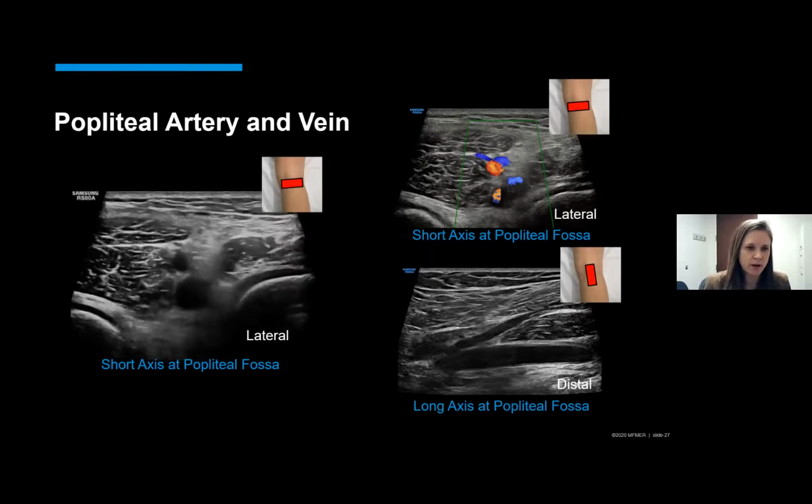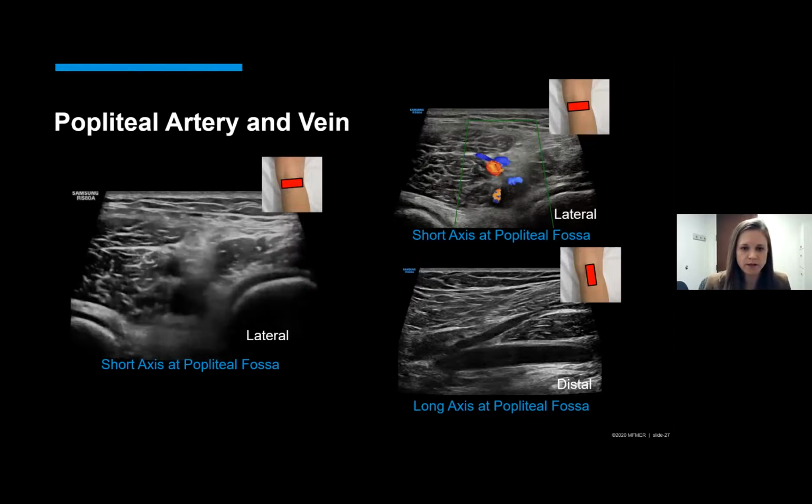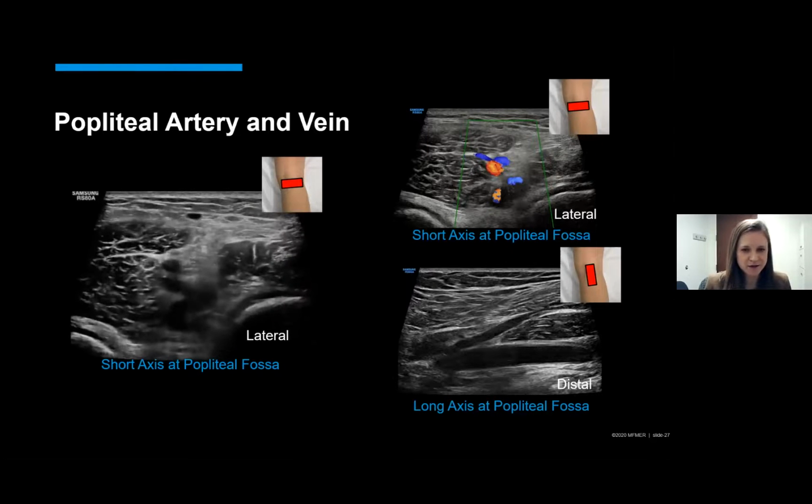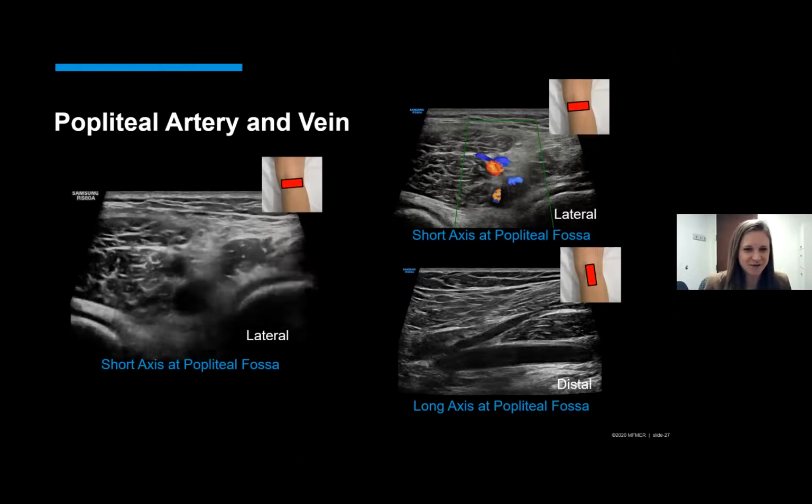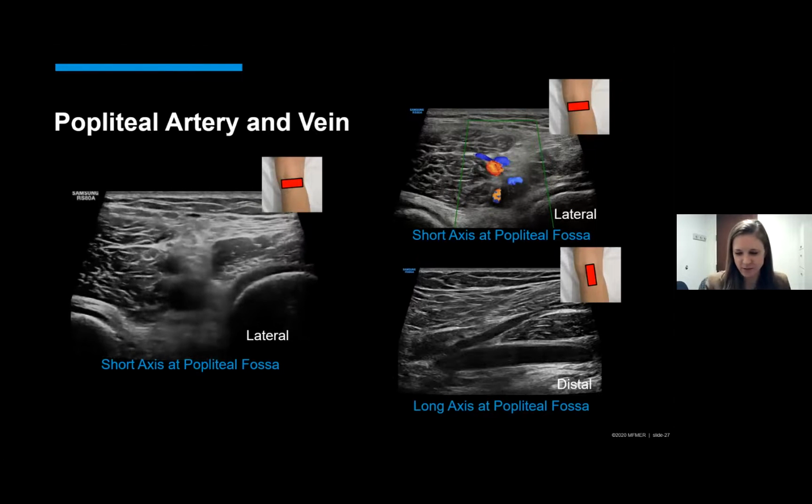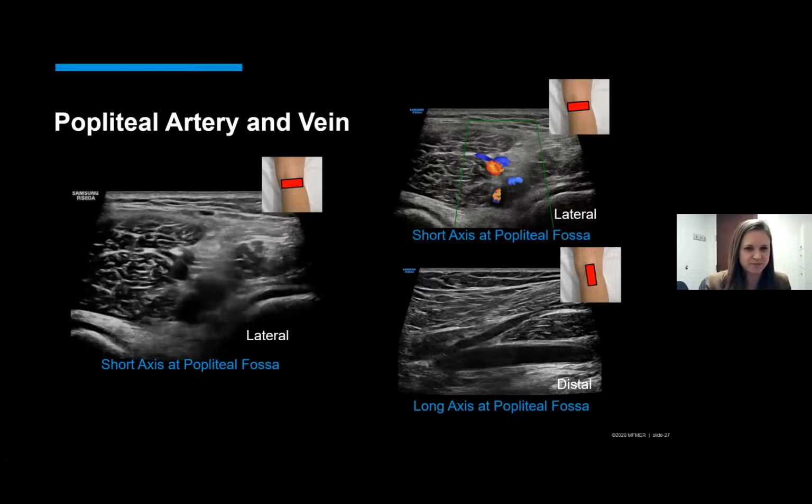And so it's a good way to evaluate for popliteal artery entrapment. However, it's good to keep in mind that it's not our test of choice and just something that we can evaluate briefly when we're doing the scan.